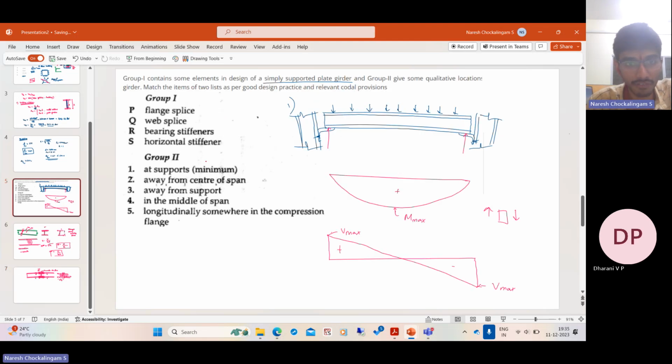So if you have to put a flange splice, you will not. So the maximum bending moment happens in the center. And assuming that the flanges take the bending moment, C is equal to M by H, or T is equal to M by H. That is the magnitude. So in that case, the flanges are subjected to the maximum tension in the middle. So it is not advisable to put flange splices in the middle of a simply supported beam.